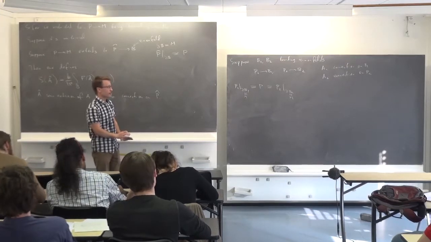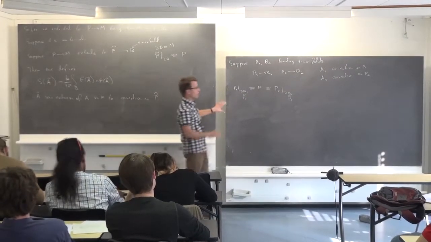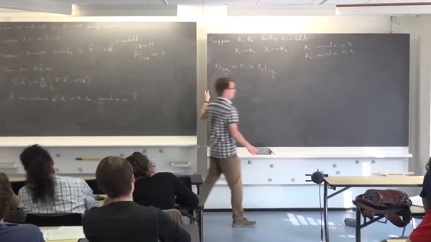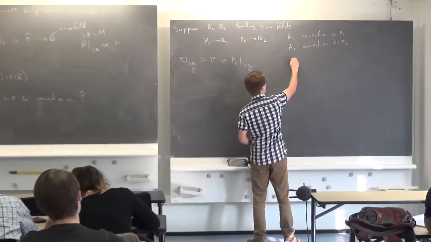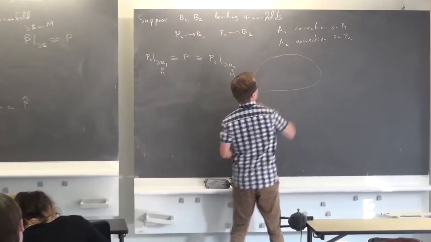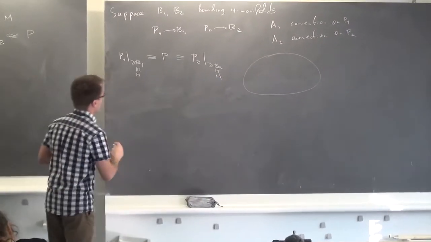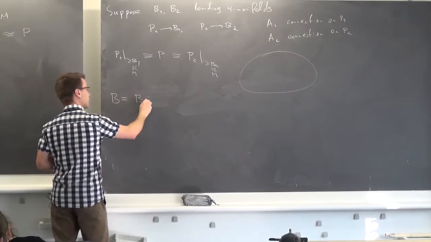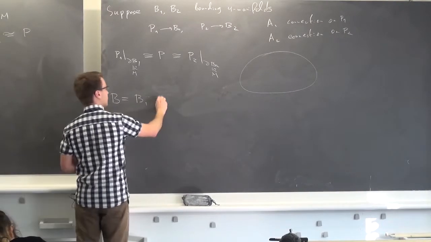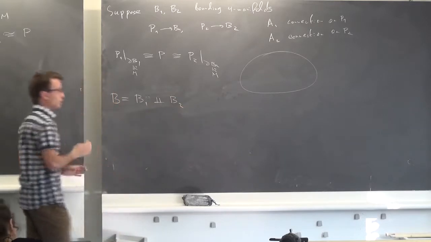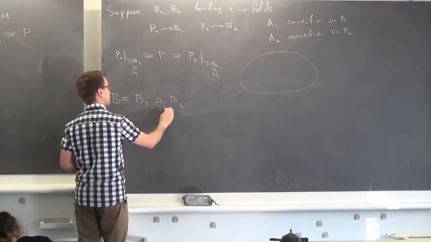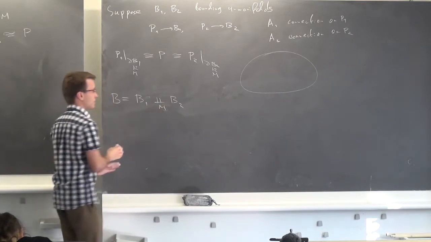Okay, and the same thing happens for connections. You have connection A1, connection A2, and on the boundary they coincide. So the picture would be something like this. So let me define B, which is: take B1 and B2 and glue them along the boundary, because they have the same boundary.